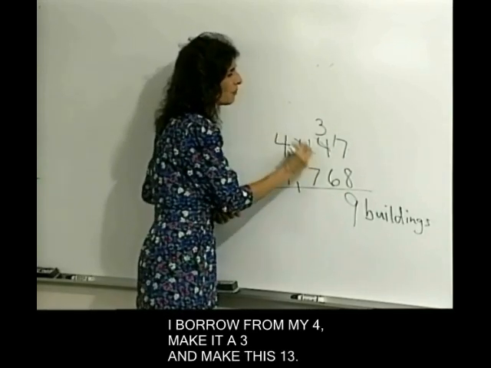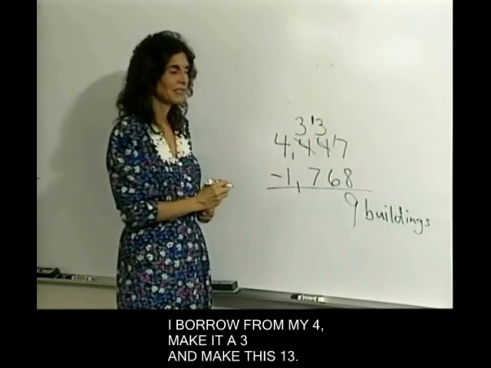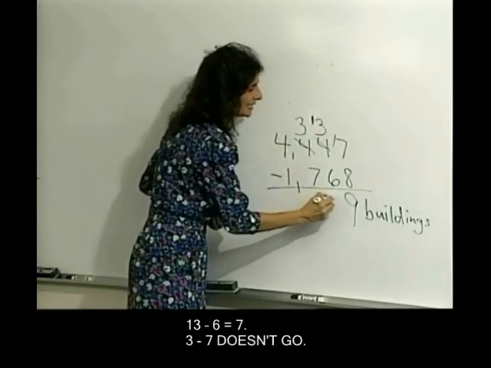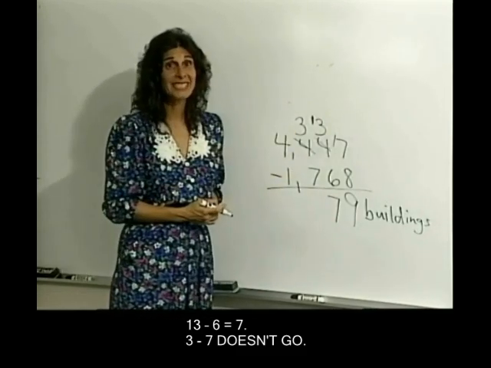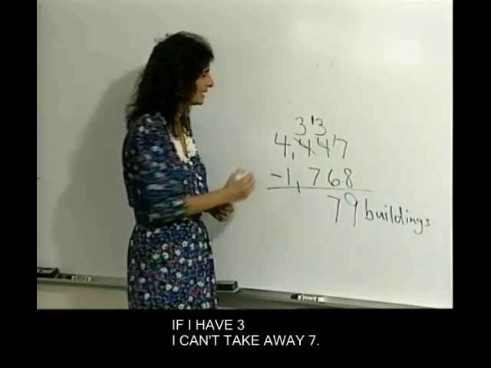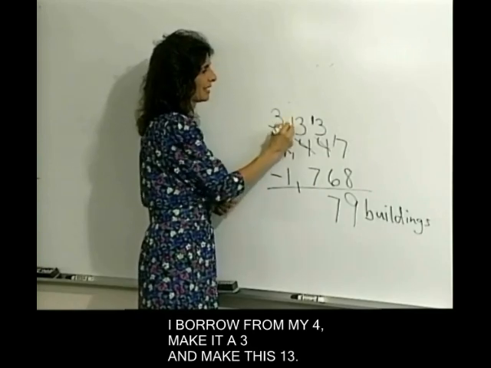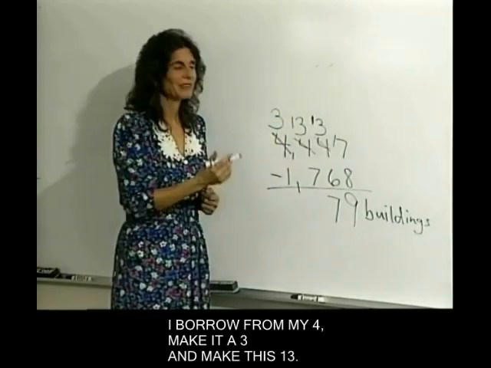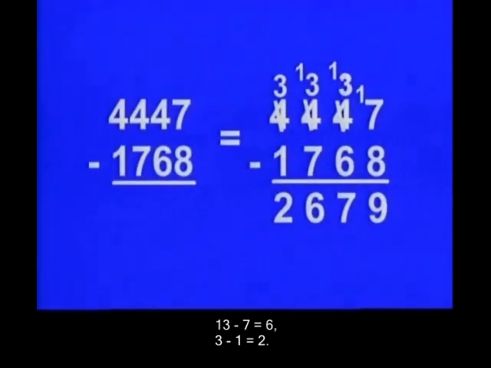I borrow from my 4, make it a 3, and make this 13. 13 minus 6 is 7. 3 minus 7 doesn't go. If I have 3, I can't take away 7. I borrow from my 4, make it a 3, and make this 13. 13 minus 7 is 6. 3 minus 1 is 2.